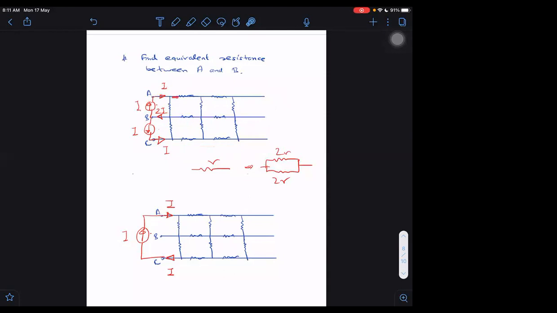Then we can find out the potential difference here. Once I know the potential difference, I can find out the equivalent resistance for this part, because the current is I. Or if the potential difference is given, I can get the current. If I is given, I can get the potential difference. This thing we can do separately.